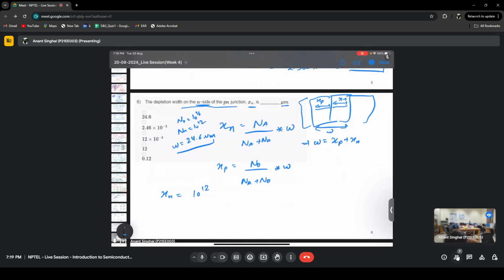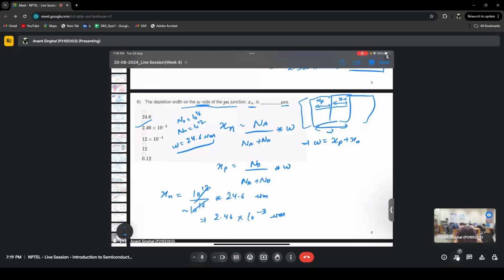So Na is 10 raised to 12. So this will be approximately 10 raised to 16, because it is very high, and W is 24.6 micrometers. So this will be 10 raised to minus 4. So this will be 2.46 times 10 raised to minus 3 micrometer, which is option B.